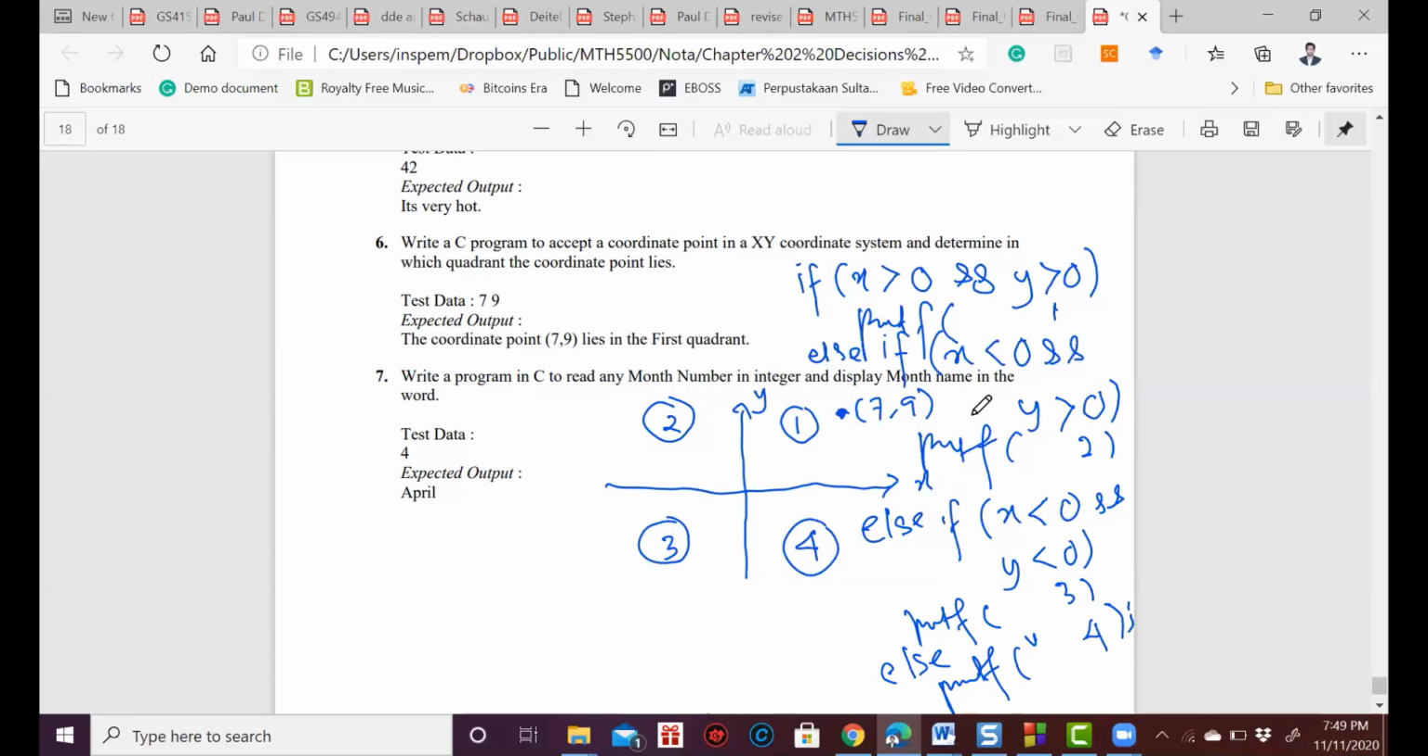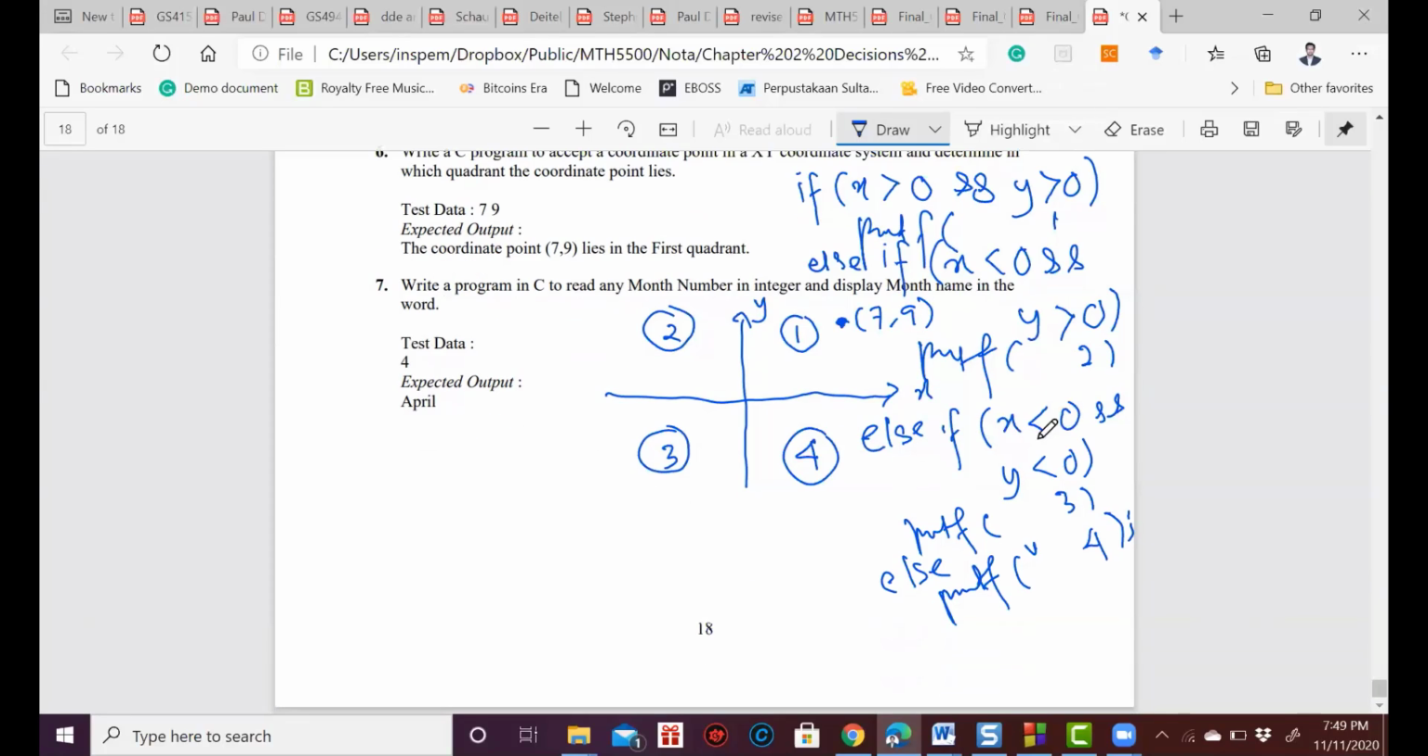Okay, that's all. Finish. And then write a program to read a month number in integer and display the month name in words. Okay. For April. So how many is this one? Month. This one is easy. So we read months, so integer month, int month. Okay, scanf month.